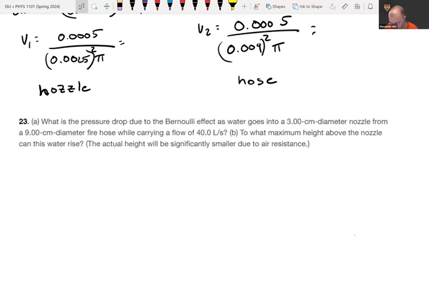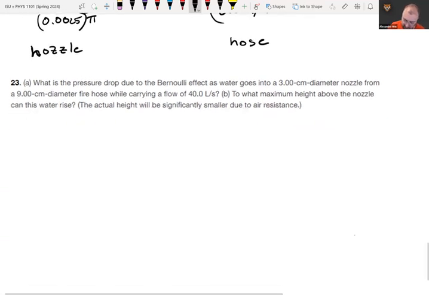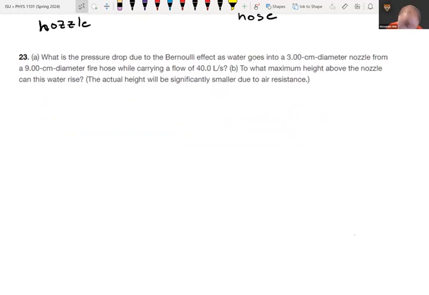Okay. So this question says, what is the pressure drop due to the Bernoulli effect as water goes into a 3 centimeter diameter nozzle from a 9 centimeter diameter fire hose while carrying a flow rate of 40 liters per second? To what maximum height above the nozzle can this water rise? Okay, so this is really going to be looking at three different situations.